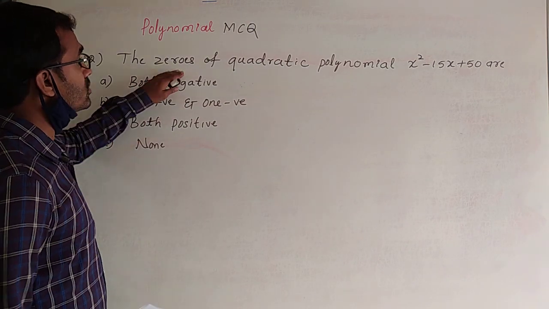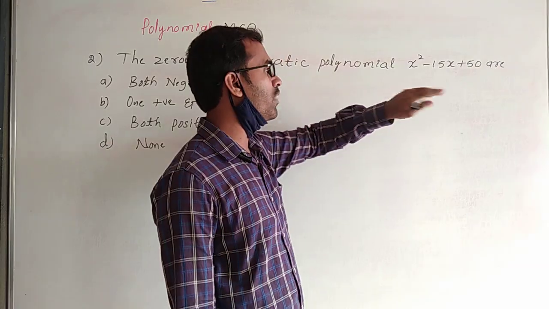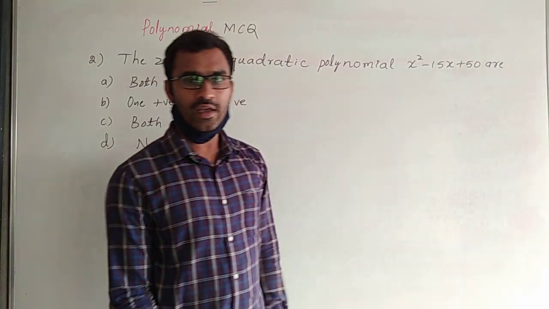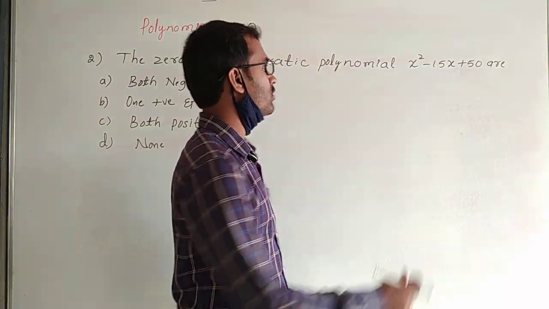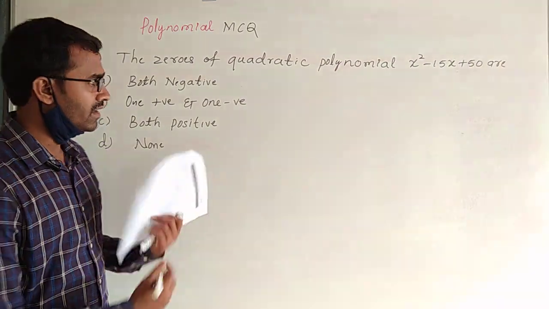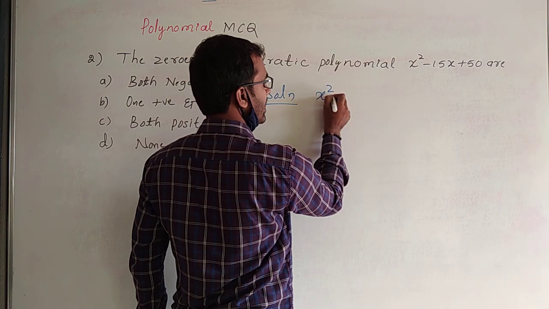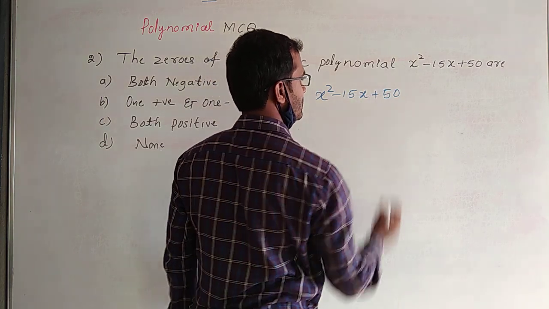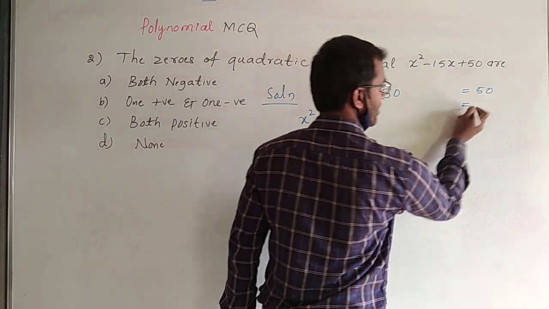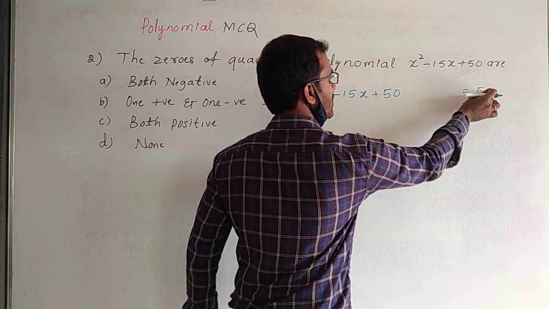See the question. The zeros of a quadratic polynomial x square minus 15x plus 50. We have to find the zeros of this quadratic polynomial. Either both zeros are positive or negative, or one is positive and one is negative. The given polynomial is x square minus 15x plus 50. The product of two terms is 50 and the sum of two terms is -15.